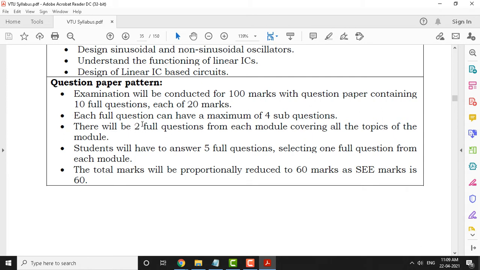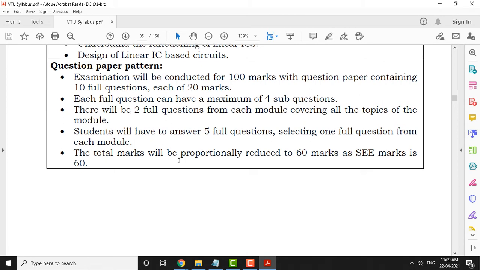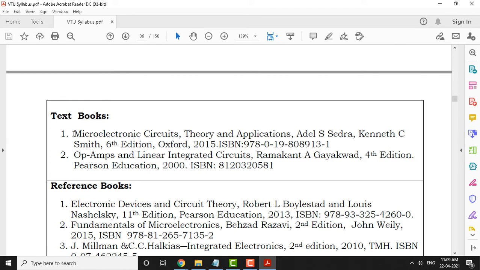I do not want to go deeper into the question paper pattern since we have discussed this in the last class. The textbook is Microelectronic Circuits. You can also refer to lower editions instead of the 6th edition, because I feel that lower editions are much better, though advanced topics have been added into this 6th edition. But I also suggest you can access this copy from the library. 4th and 5th also seem to be good. You can refer to any one of those editions, 4th or 5th.